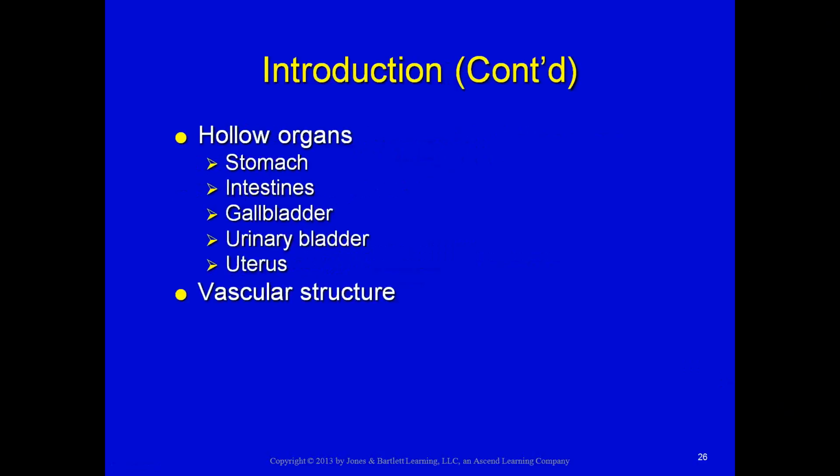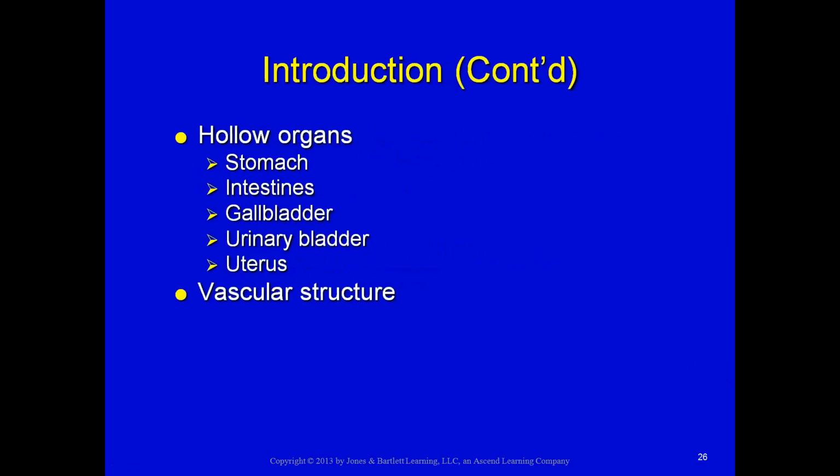Hollow organs, including the stomach, the intestines, the gallbladder, the urinary bladder, and in women, the uterus, they can rupture and then spill their contents into the abdominal cavity or the retroperitoneal space. In any case, when hollow organs spill their contents into the abdominal cavity, it creates an acute abdomen or a peritonitis with the significant distension, rigidity, pain, those sort of things.